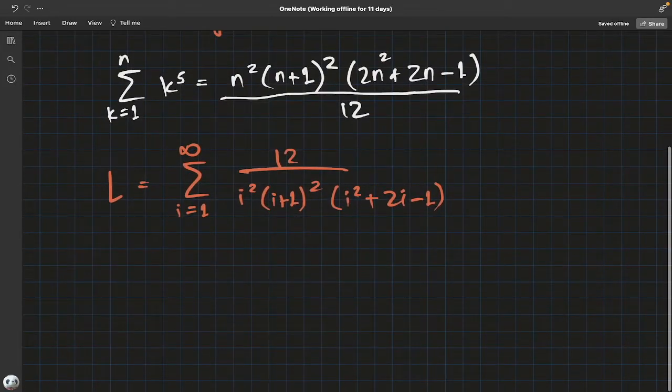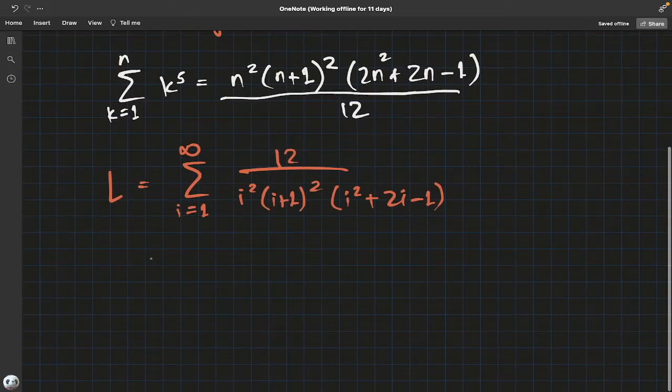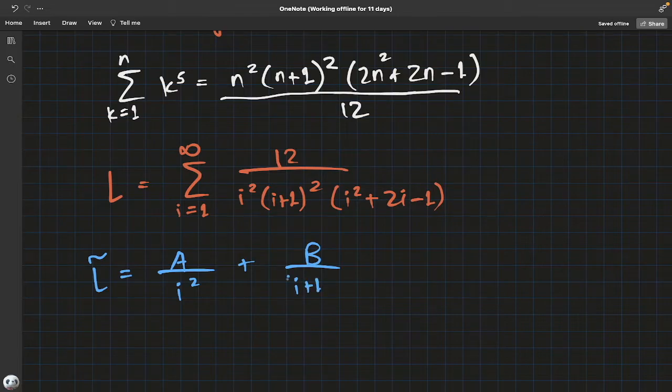Well, this is really impossible to solve in the current form it is in. So what we're going to do is use partial fraction decomposition. So we want to split, let me just keep changing colors, I have a bad habit of sticking to the same color, we want this, at least the non-sum part, this is the summand, to look like some constant a over i squared plus b over i plus 1 squared plus c over i squared plus 2i minus 1.